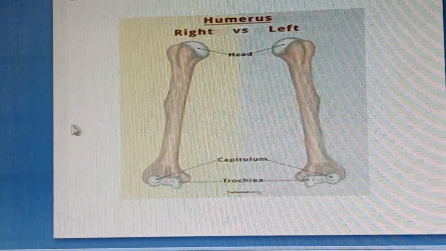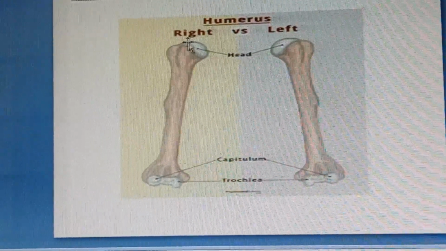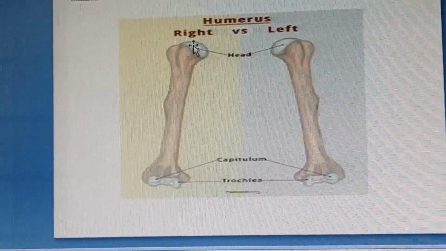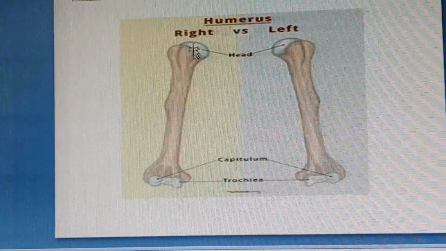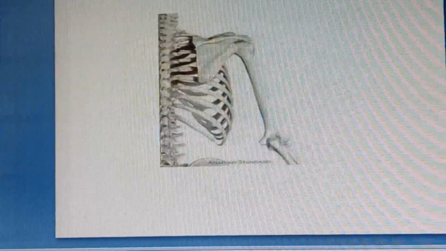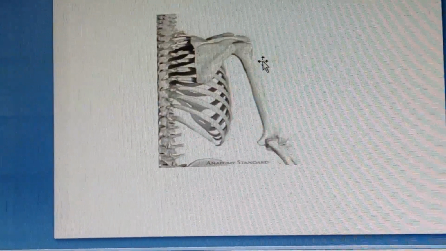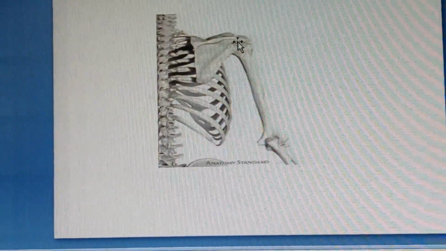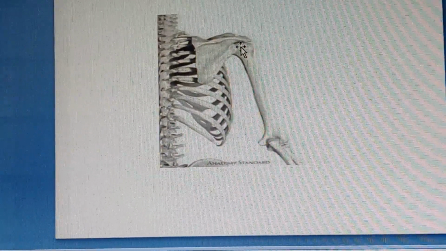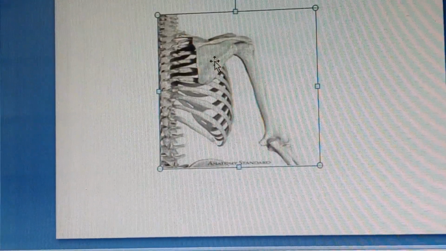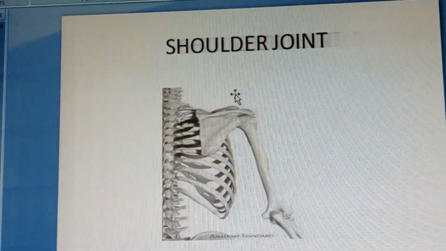At the proximal end, the first landmark is the head of the humerus. This white highlighted portion at the proximal end of the humerus is called the head. It is semi-spherical in shape. It attaches with the scapula bone to form a shoulder joint. You can see in this picture, this triangular bone is the scapula and this bone is the humerus. The head of the humerus attaches with the cavity in the scapula to form a shoulder joint.